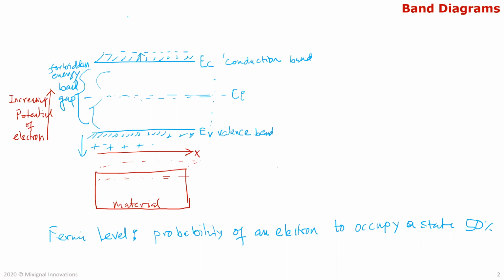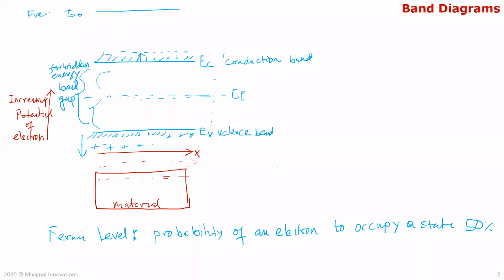Okay. And the other energy level we talk about in band diagrams is the free space, which is like, you know, a point where there are no charges at all. So that's, we call it the E0 or the free space energy.